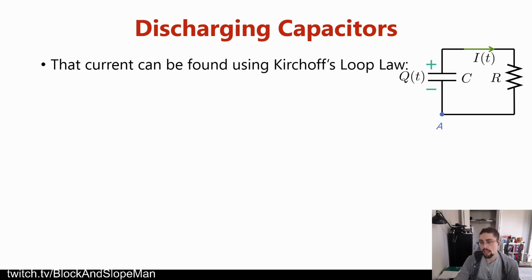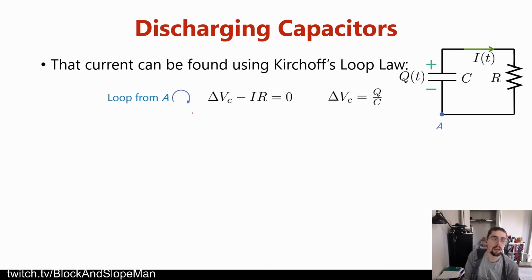What we have to do is we have to handle this with a loop law. So if we've just got the capacitor and we've just got the resistor, let's handle it just like that. So if we draw the loop here, we get a potential difference because of that capacitor, right? The delta V of C is the potential difference because of the capacitor, minus IR because we're going with the current through the resistor, that kind of deal. We remember that the potential difference on a capacitor is just the charge divided by C.